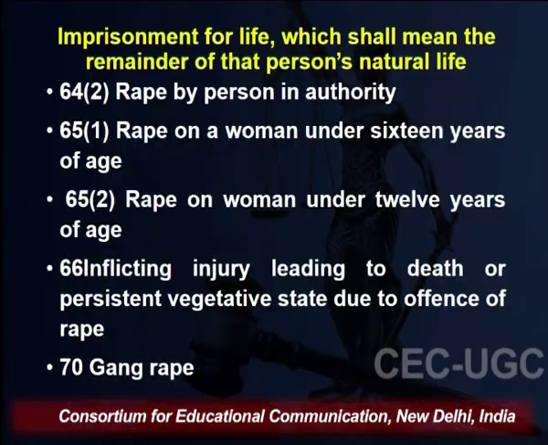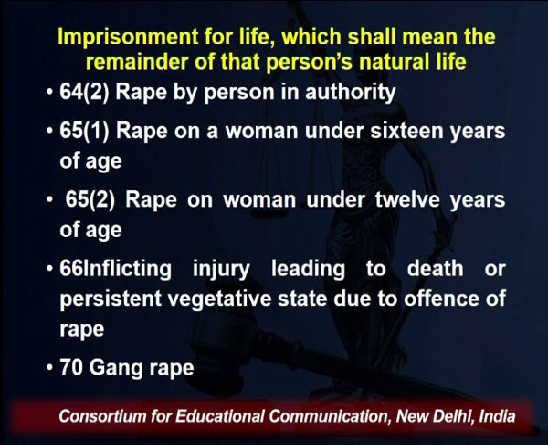So, after talking about death penalty and solitary confinement, let us talk about imprisonment for life, which shall mean the remainder of that person's natural life. It can be awarded in the following cases. Section 64 subsection 2, which prescribes punishment for rape by a person in authority. Next is section 65 subsection 1, rape on a woman under 16 years of age. Section 65 subsection 2, rape on a woman under 12 years of age.